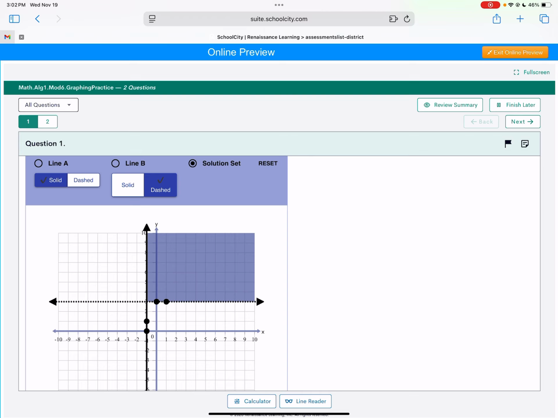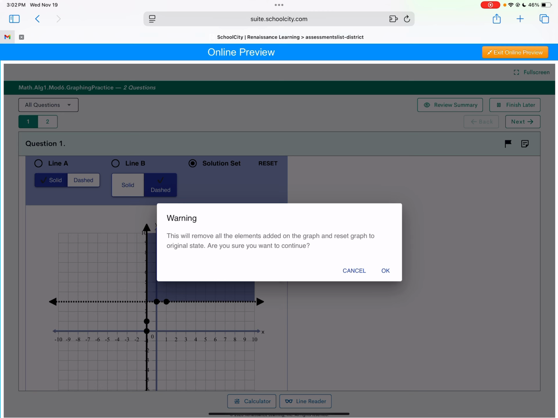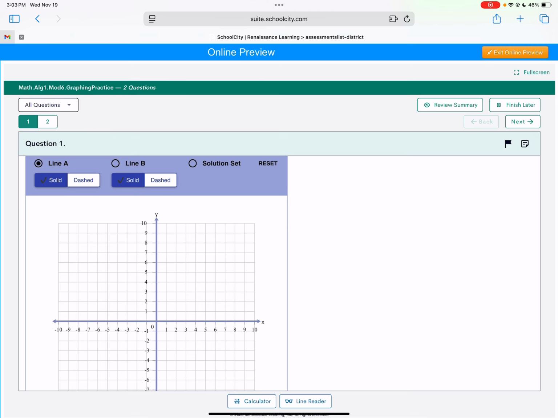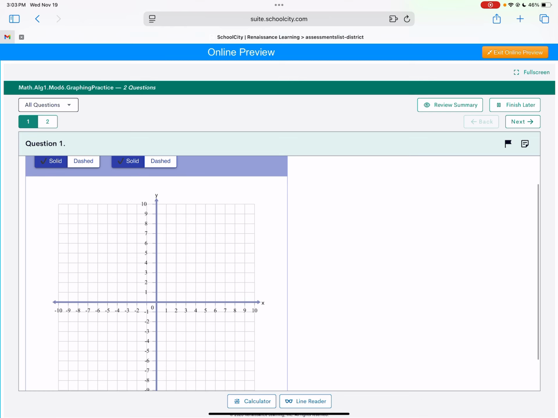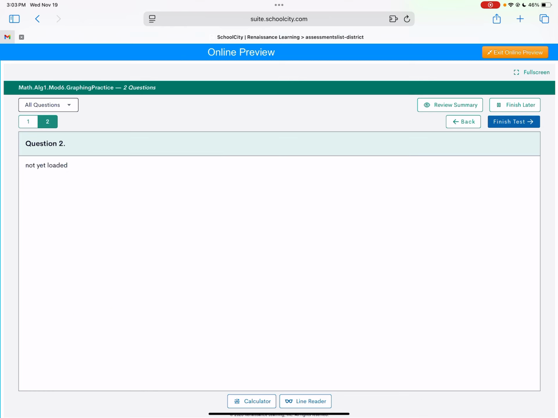Now, if you want to reset the whole thing, you can just hit the reset button, and that will delete everything on your graph and you can start all over. Once you complete number 1, I want you to go over to number 2.